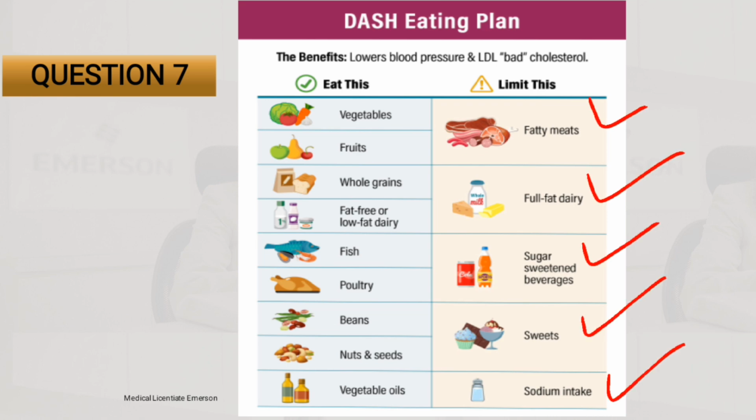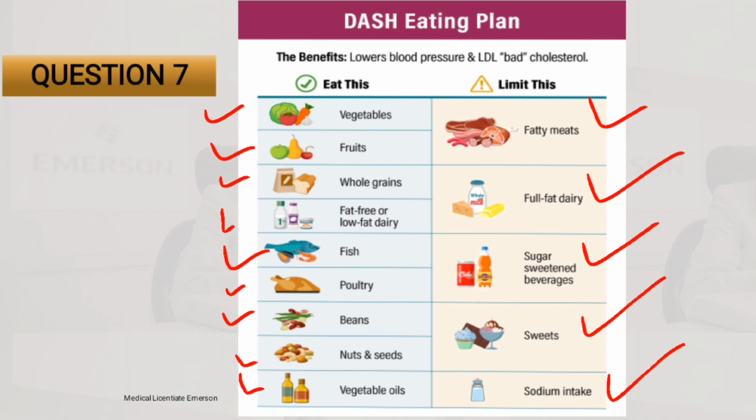Then what should they eat now? So they should be eating vegetables, fruits, whole grains, fat-free or low-fat dairy, yeah. Then fish as well, then poultry, beans, nuts and seeds. Then they should be using vegetable oil.